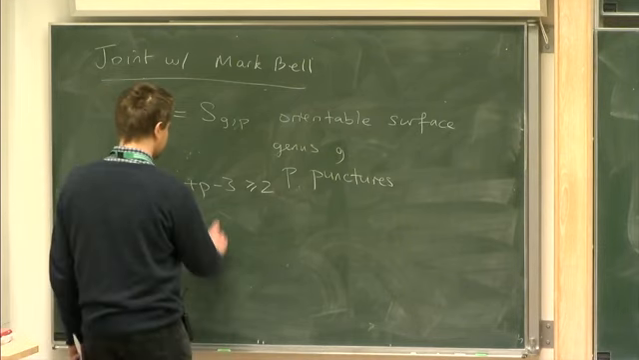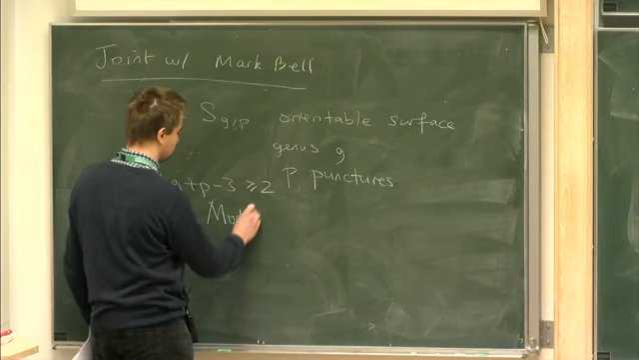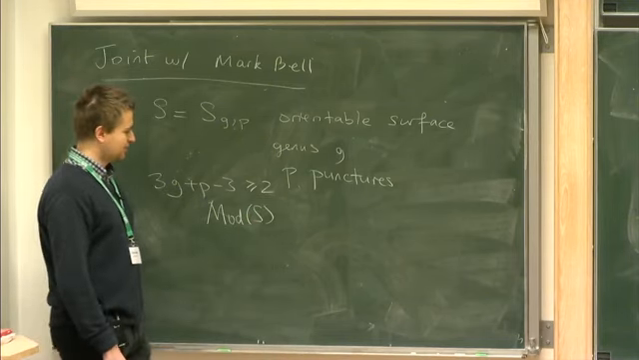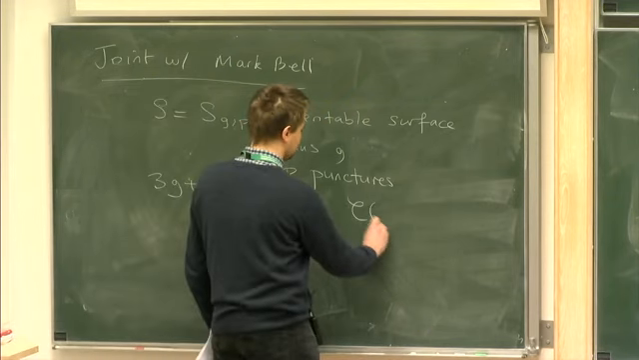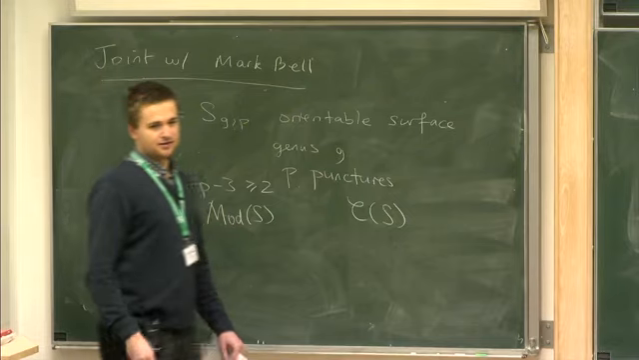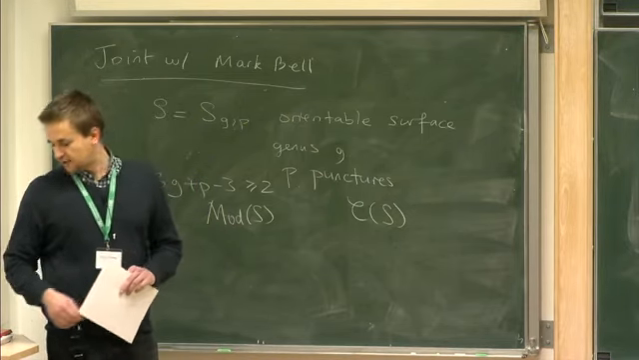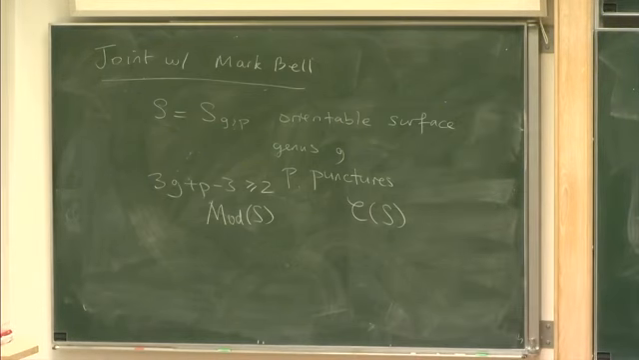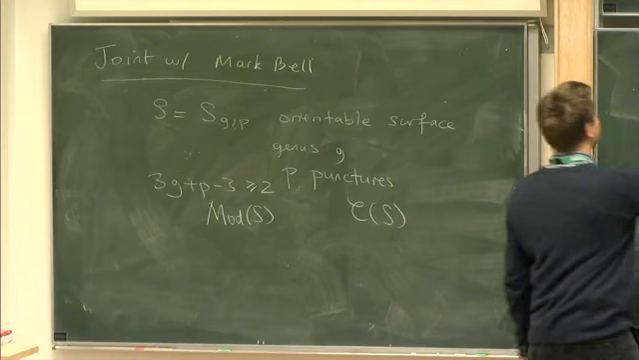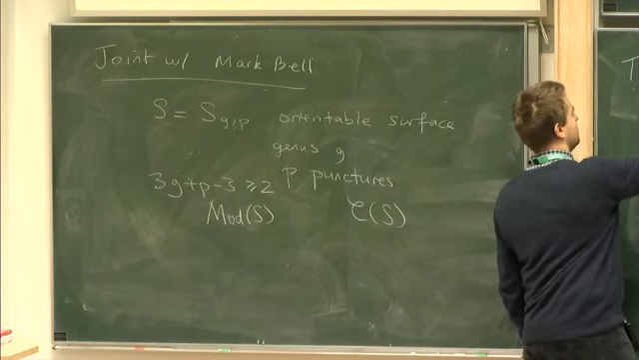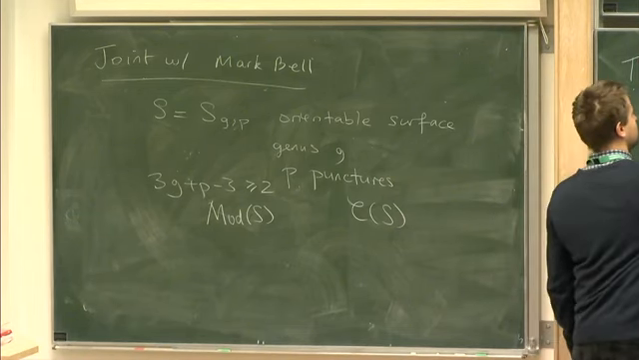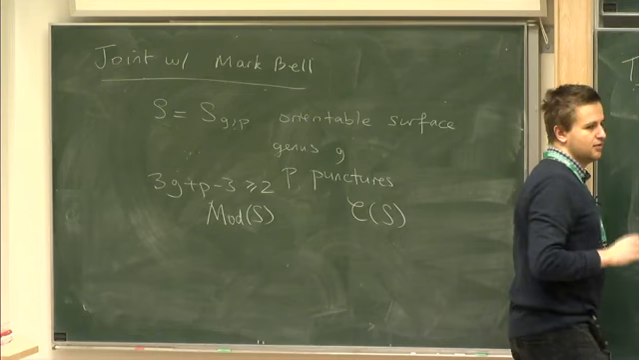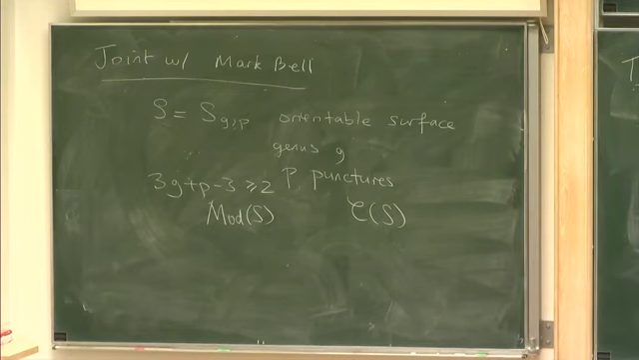And the group that we're interested in is the mapping class group that I'll write Mod(S). And the hyperbolic space on which it acts that we're interested in is the curve graph of S. I'll mention more about the curve graph later. Before I get there, though, I just wish to motivate a little the main theorems of this talk.